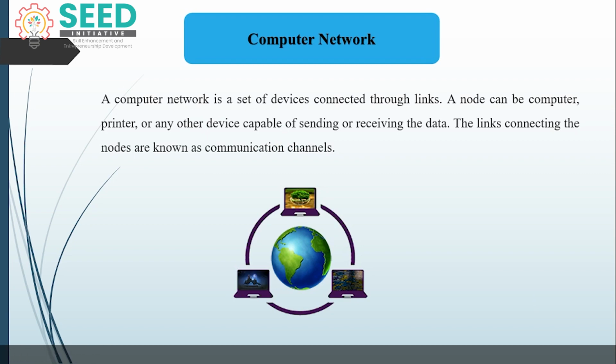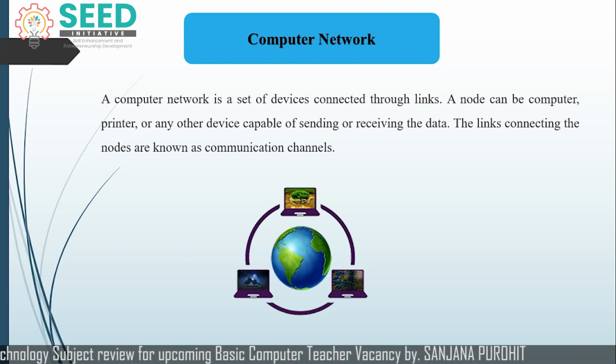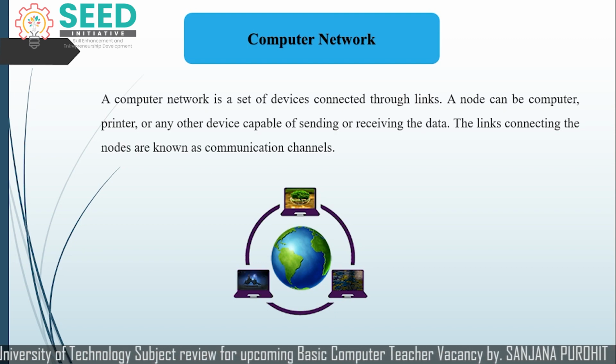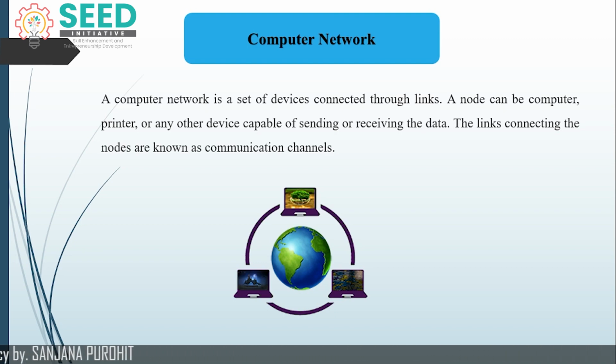Next is computer network. A computer network is a set of devices connected through links. A node can be a computer, printer or any other device that is capable of sending or receiving data. The links connecting the nodes are known as communication channels. As you can see, the links and paths connecting these devices are known as communication channels or transmission mediums.